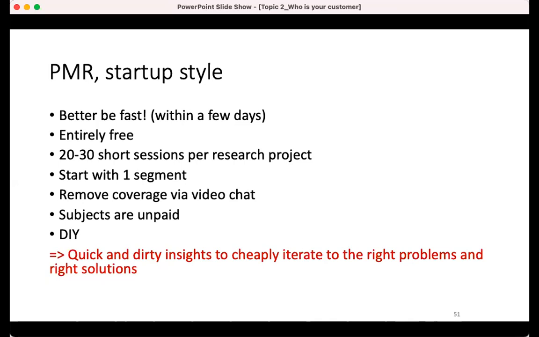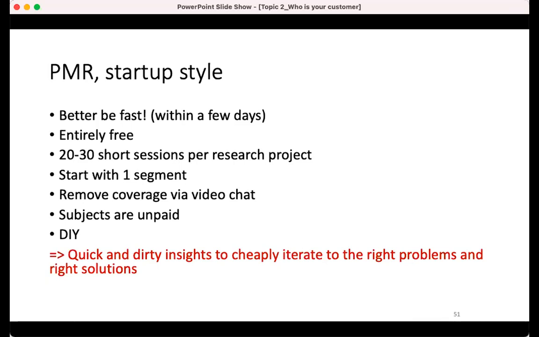So this will give you a very quick and dirty insight into your customer problems and also finding the right solutions. This is the purpose of doing PMR. So do not worry about the price of your product yet. We haven't come to that yet. If you're selling at $1 or 100 ringgit, we can do another survey later on. But just focus on customer needs and the customer segment, the segment that you want to sell your products to.